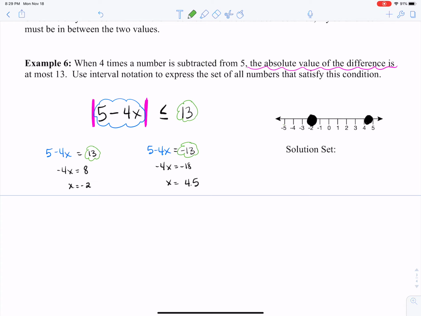Pick a number over here. Pick a number in the middle. Pick a number over here. And what you'll find out is all of these numbers work. So I could then say that my solution set starts at -2, goes all the way to 4.5, and we want to include them.